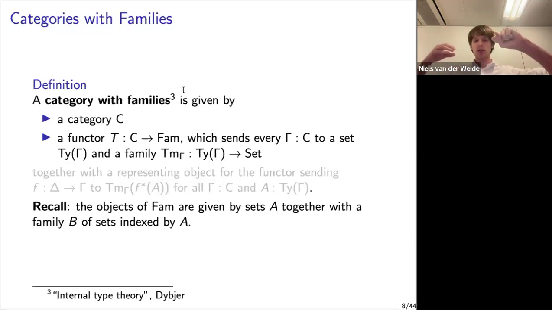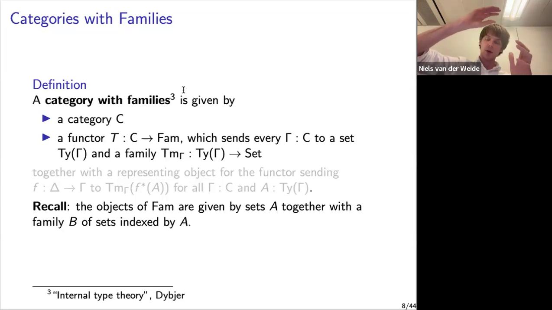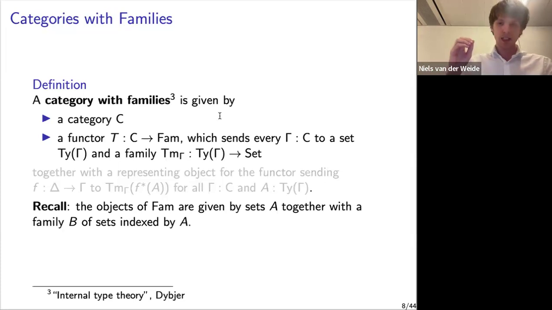Well, there are two main ingredients. The first one being a category of which the objects denote the contexts and of which the morphisms are context morphisms. The second ingredient is a functor that sends from this category C to families. What this means is that for every object Γ in C, I have a set of types in that context Γ.